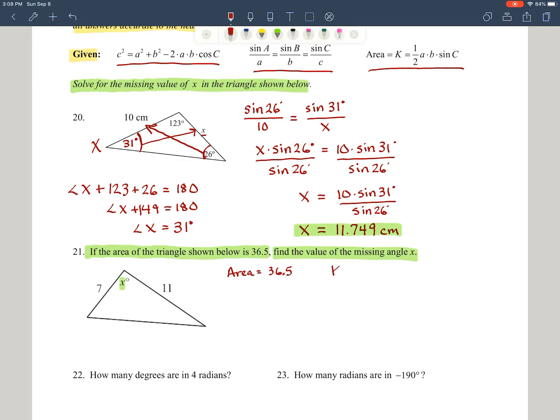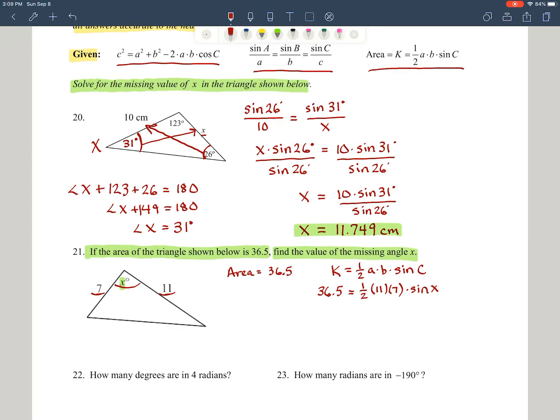So we're going to take our area formula that we have above. The area K is equal to 1/2 times a times b times the sine of that included angle. So since we have this angle here, and we know this side and this side here, we're going to use that information that we know to create an equation and solve. So if our area is 36.5, let's put that in for K. That should equal 1/2 times the sides that help form that angle, so 11 and 7. So 1/2 times 11 times 7 times, in this case, the sine of x.